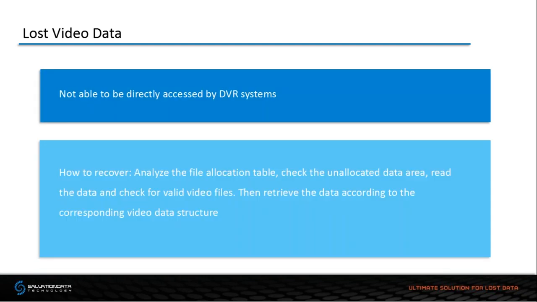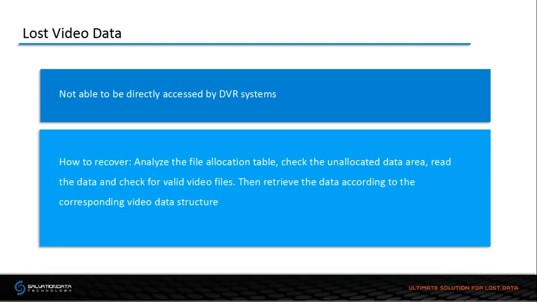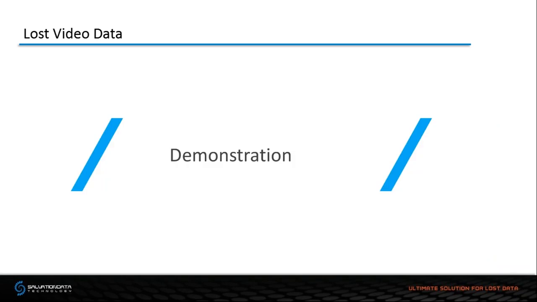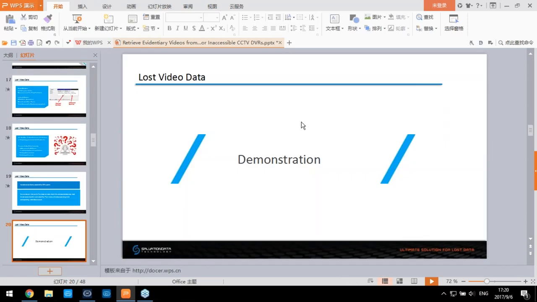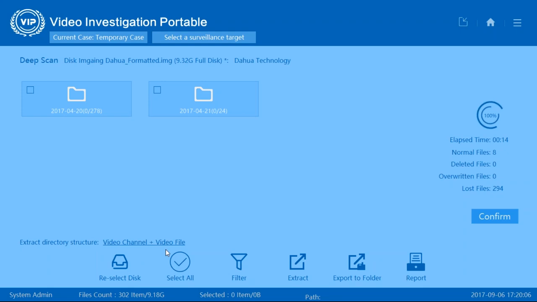And such video data can be recovered by analyzing the file allocation table, check the unallocated data area, read the data and check for valid video files, then retrieve the data according to the corresponding video data structure. And now, let's see a simple demonstration of how VIP can recover lost video data. Now let's go to the VIP system interface.